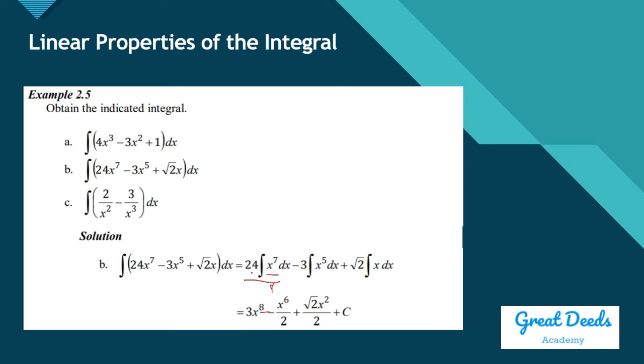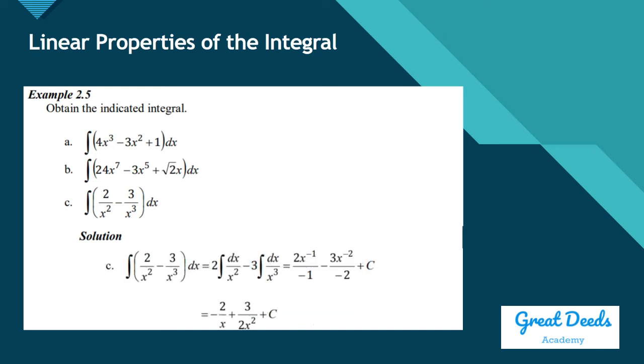8 is a common factor, so this one will be simply 3. The integral of x to the 5 dx is x to the 6 all over 6, and then divide common factors. 3 is a common factor. Here, square root of 2 is a constant. So the integral of x dx is x squared divided by 2, plus c.